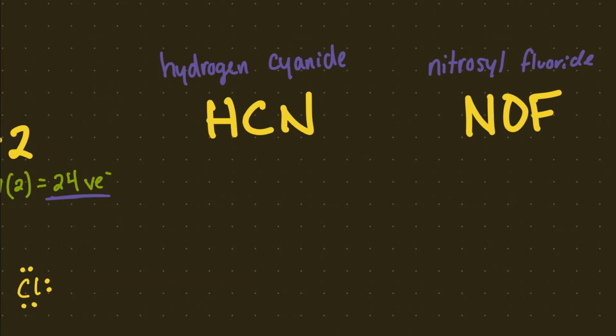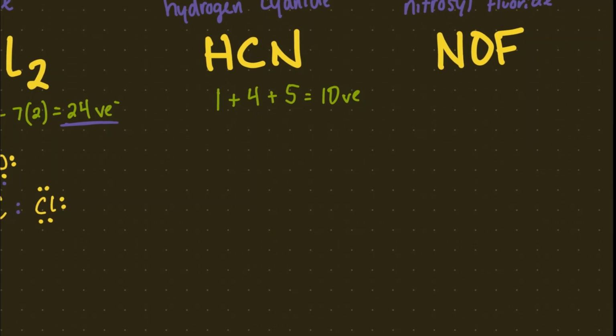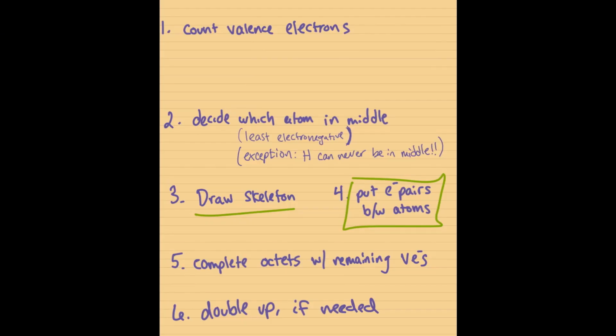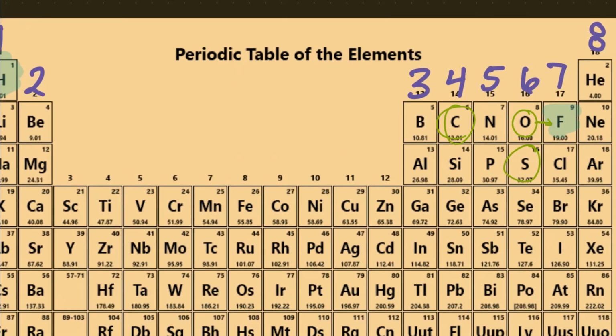Let's do it again. My hydrogen has 1 valence electron, carbon has 4, and nitrogen has 5. So that is 10 total valence electrons. My carbon is the least electronegative because it's the farthest away from fluorine. I guess hydrogen's way over here.